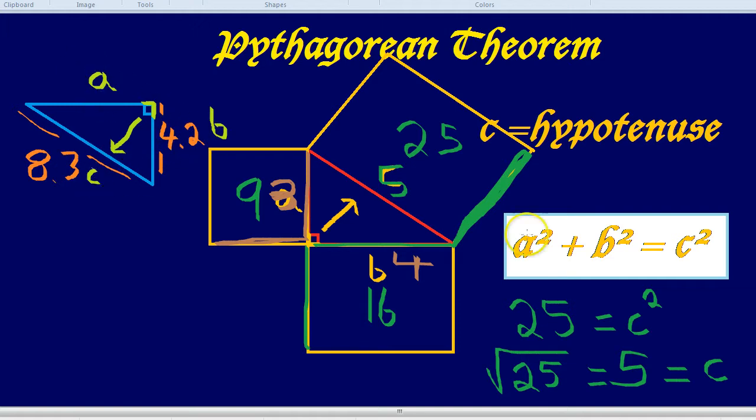So we can't add them. The formula is not C squared plus B squared equals A squared. It makes a big difference which one you have. It's actually this square plus this square, which equals this big square.